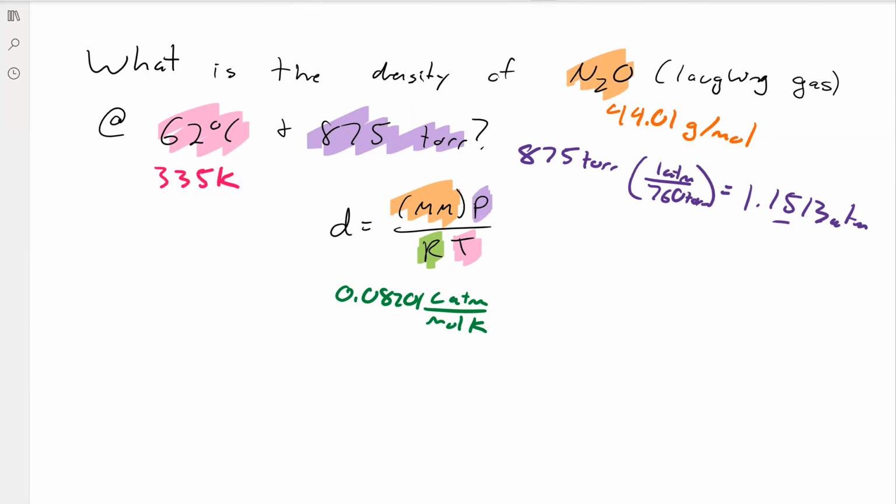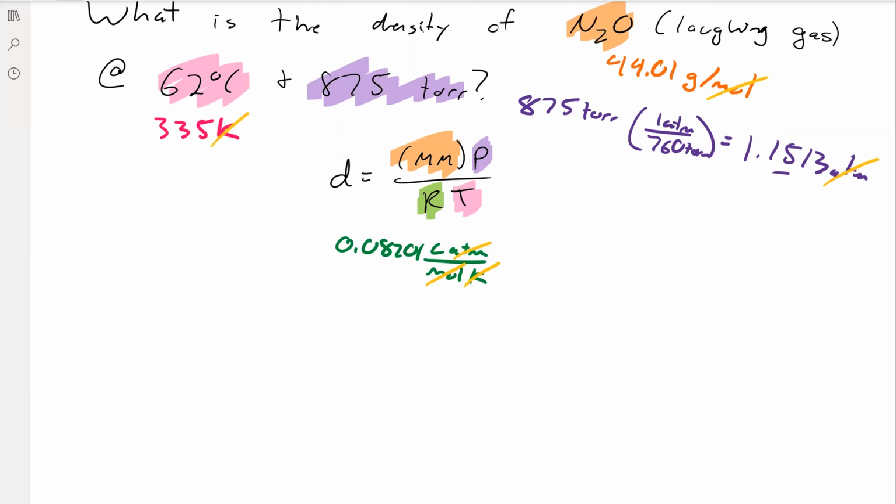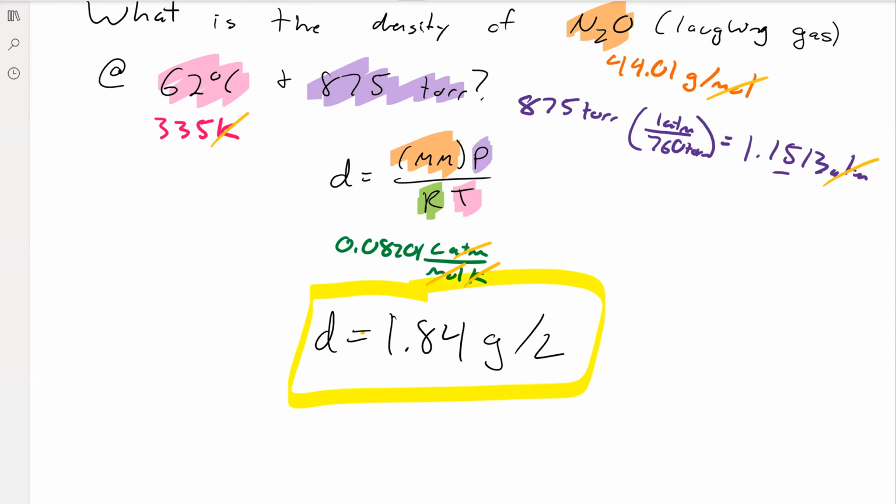If you think about the units, the atmospheres cancel out with atmospheres. The moles cancel out with the moles in the grams per mole. The Kelvin cancels out with the Kelvin. And then what we're left with is simply the grams from the molar mass, and then the liters from the gas constant. And that's perfect because density is mass over volume, and you have a unit of mass over a unit of volume. And hopefully I plug this in my calculator. I got 1.84 as the final answer.